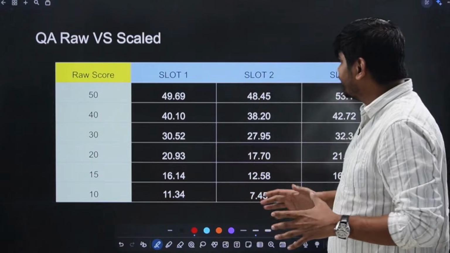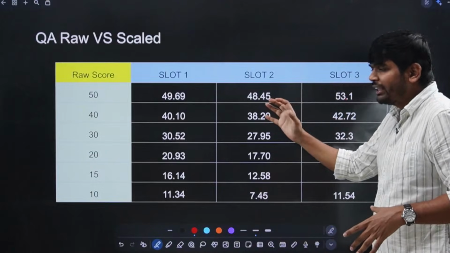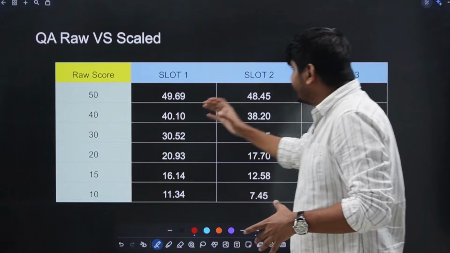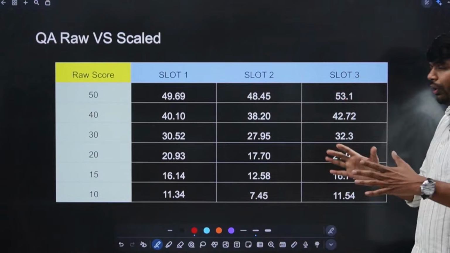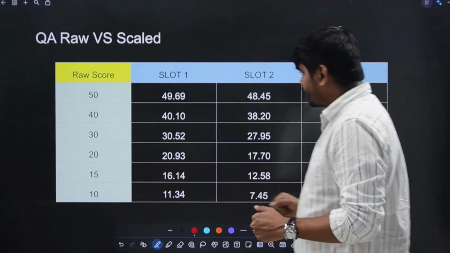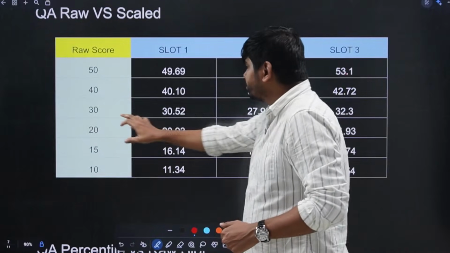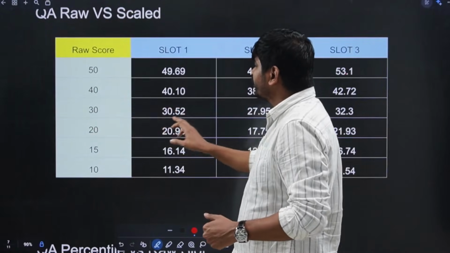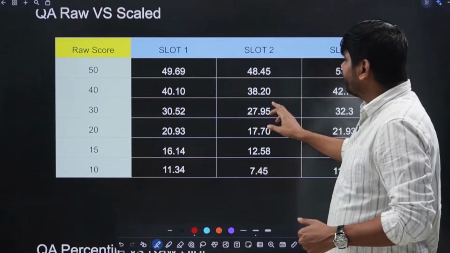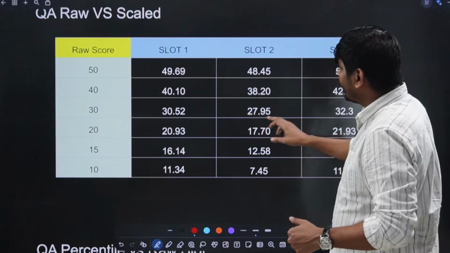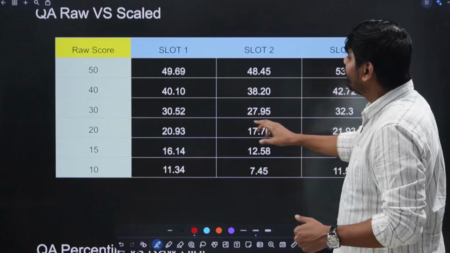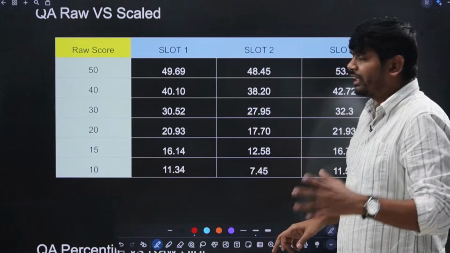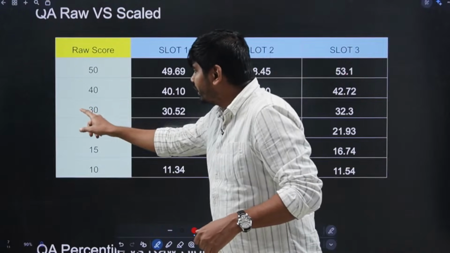This shows that slot 2 was on the easier side compared to slot 1, and slot 3 was the most difficult among all the 3 slots. Coming to 30 marks, again there is a little bit of scaling up, but the scale down of slot 2 is on a higher side, like 2 marks. Approximately 2 marks are scaled down at a score range of 30.